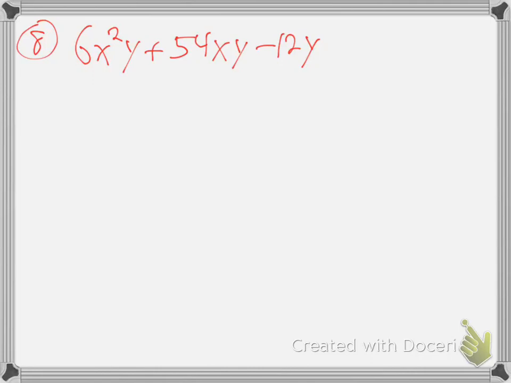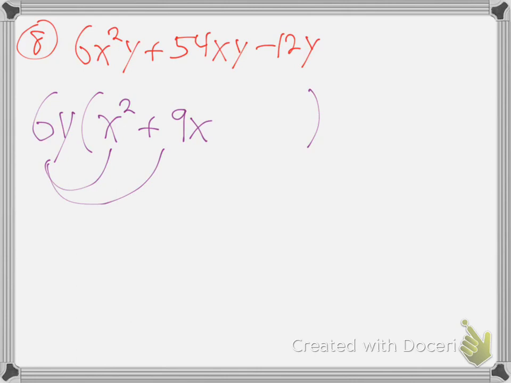Okay, so what's the first step on every factoring problem? At least we look for it. It's not always there. Is there something they all have in common? We look for letters and numbers. Is there a number that goes into all three of them? 6Y. Yes, they all have a 6. And is there a letter that they all have? Y. 6 and Y. One big parenthesis. And then whatever works: 6Y times X squared, 6Y times 9X, 6Y times minus 2.